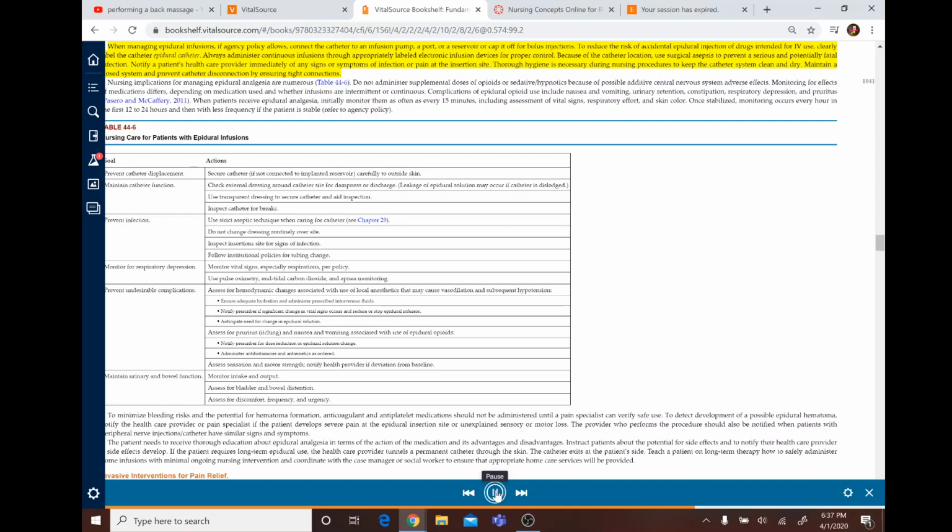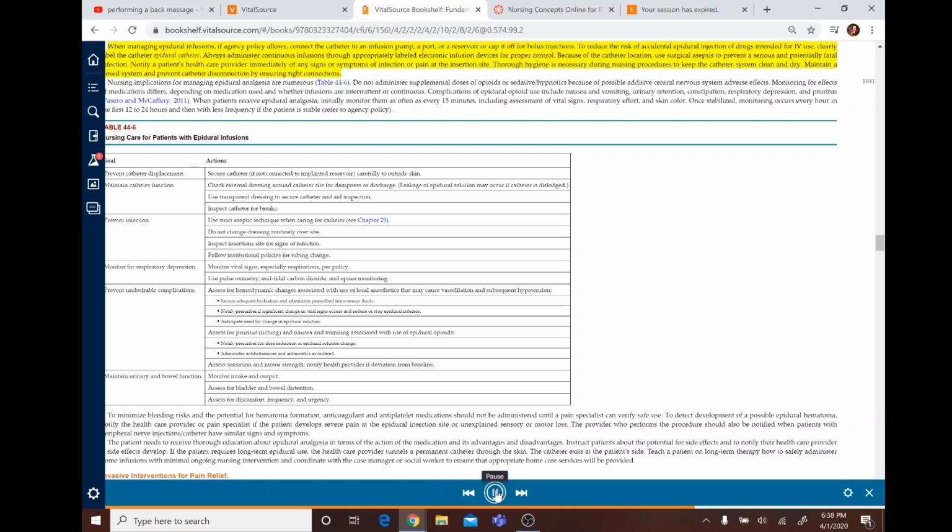To reduce the risk of accidental epidural injection of drugs not intended for that use, clearly label the epidural catheter. Always administer continuous infusions through appropriately labeled electronic infusion devices for proper control. Because of the catheter location, use surgical asepsis to prevent a serious and potentially fatal infection. Notify a patient's healthcare provider immediately of any signs or symptoms of infection or pain at the insertion site.